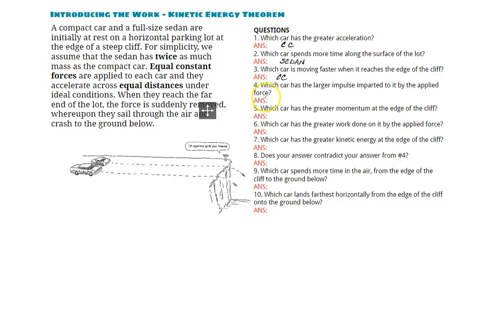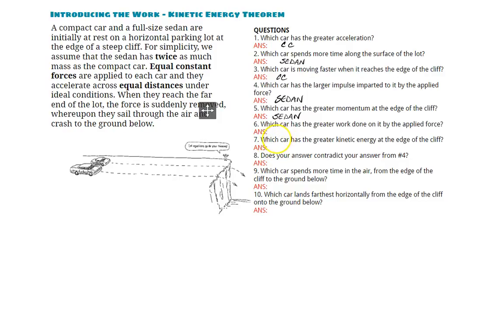Which car has the larger impulse imparted to it? Well, impulse is force times time, and so they both have the same amount of force, but the sedan gets it for a longer period of time. So the sedan is the correct answer. Which car has the greater momentum at the edge of the cliff? Now this one is actually a trick. So you have to be careful with it. Remember that momentum, the change in momentum is equal to the impulse. And so the one that has the larger impulse should be the one that has the greater change in momentum. And since they both have zero momentum at the beginning, the final momentum is going to be greater for the sedan.